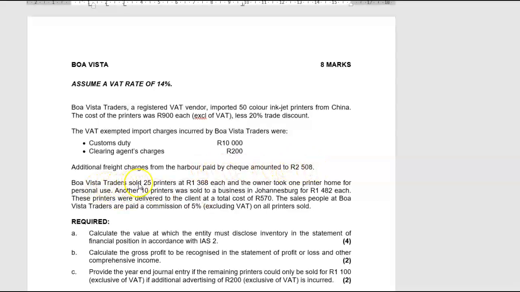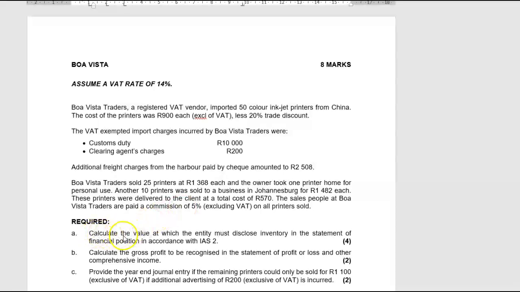Boa Vista traders sold 25 printers at 1368 each, which will include VAT, and they only took one printer home for personal use. Another 10 printers were sold to a business in Johannesburg for 1482 each, inclusive of VAT. These printers were delivered to a client at a total cost of 570 Rand. The salespeople at Boa Vista are paid a commission of 5%, excluding VAT, on all printers sold. That has nothing to do with the cost price of the goods, so it is a selling expense.